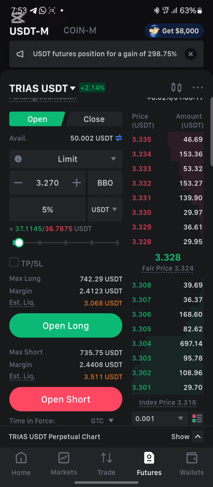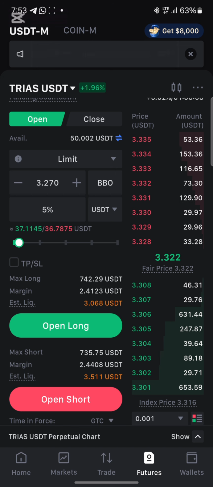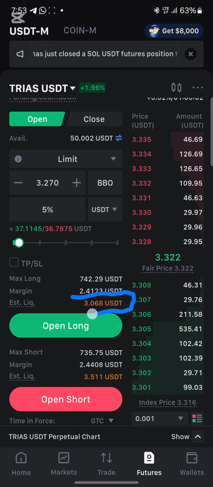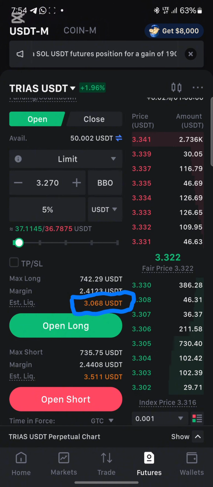Now look at the difference. In cross margin, I didn't have a liquidation price because I was using a low percentage of my assets, and I'm using a low leverage too. But here I am having a liquidation price which is very, very close. So it means that if I enter this trade and this coin gets to $3, that's 3.068, I will lose this $2.4.